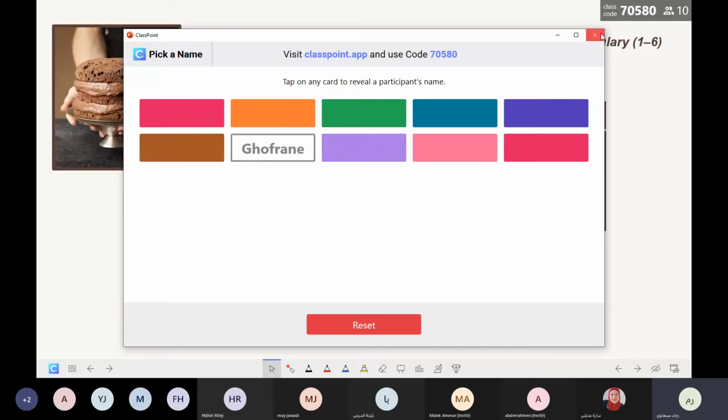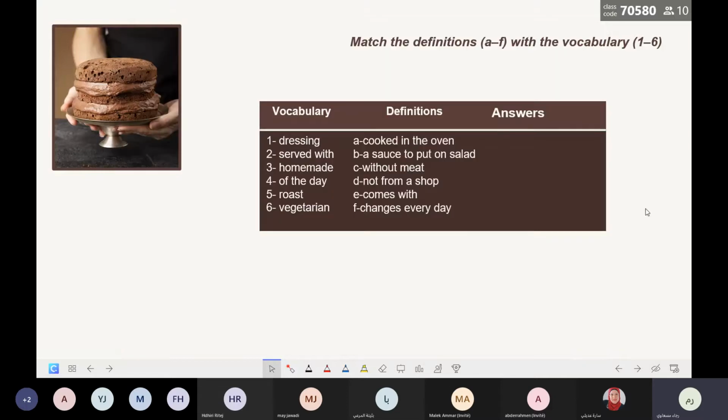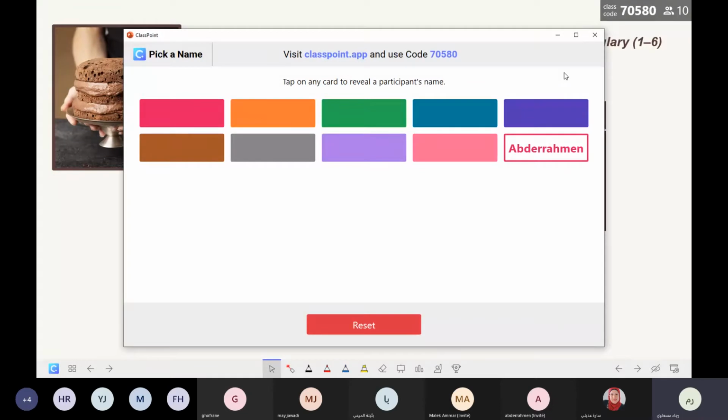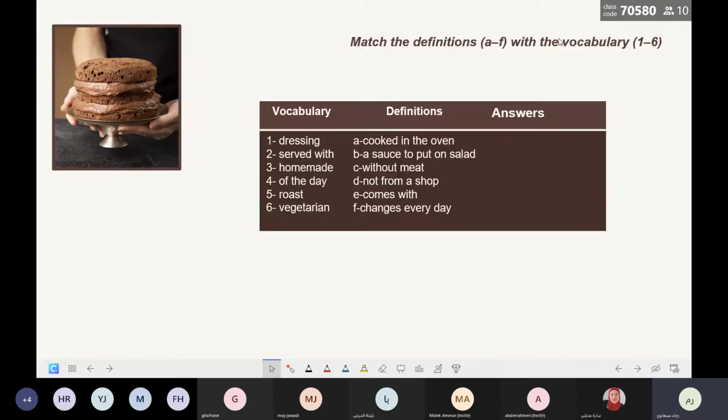Okay, Ghufran, would you like to give me an answer? Dressing, a sauce to put on salad. Excellent. Dressing, a sauce to put on salad. Well done. Thank you. Okay, Mr. Abdurrahman.